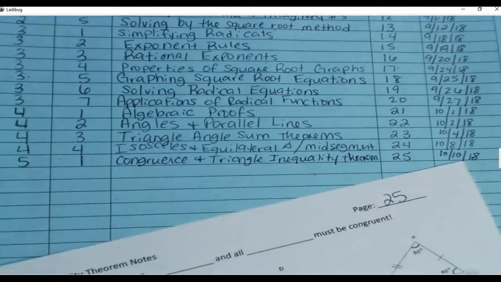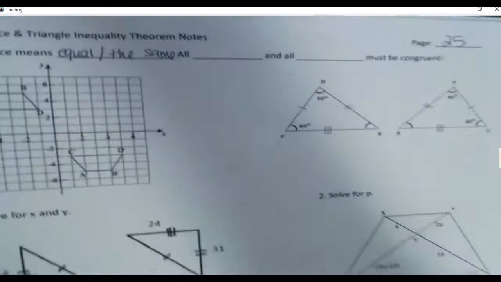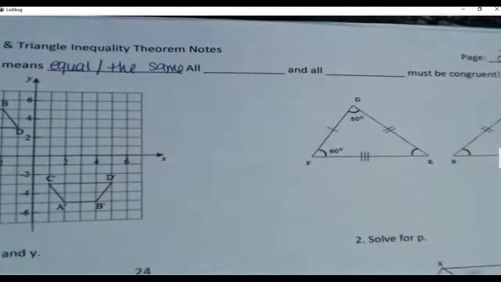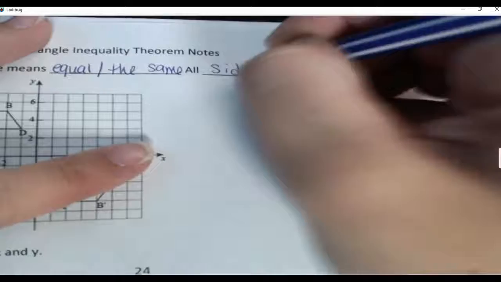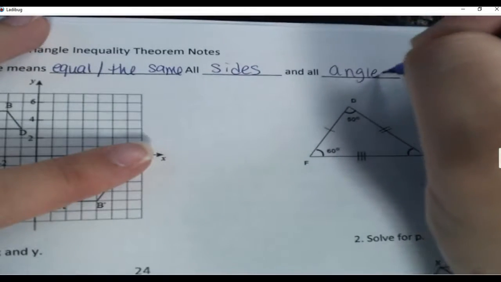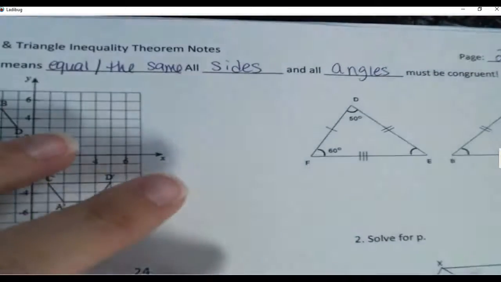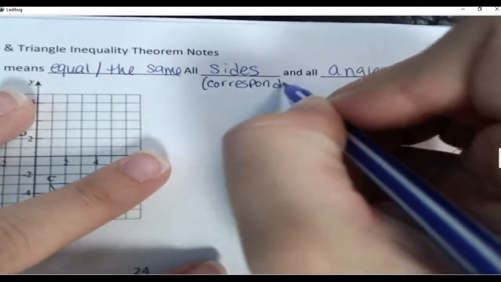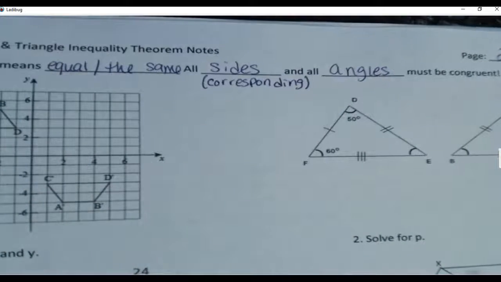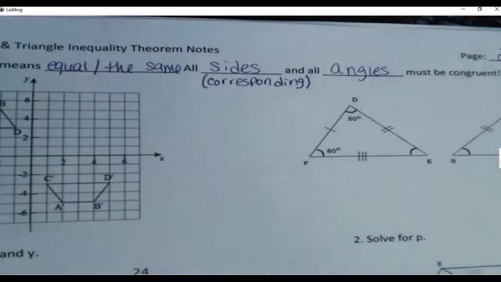So in order for two shapes, polygons or whatever you have, to be considered congruent, all of their corresponding sides and all of the corresponding angles must be congruent. Let's put it right here, corresponding. Okay, so corresponding means kind of like the matching ones. So the sides that match each other have to be equal, and the angles that match each other have to be equal.